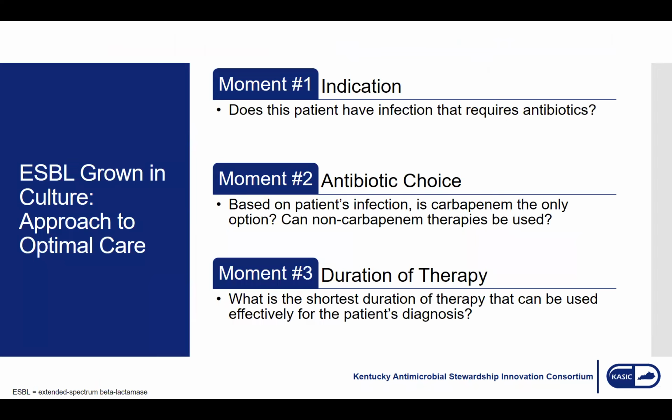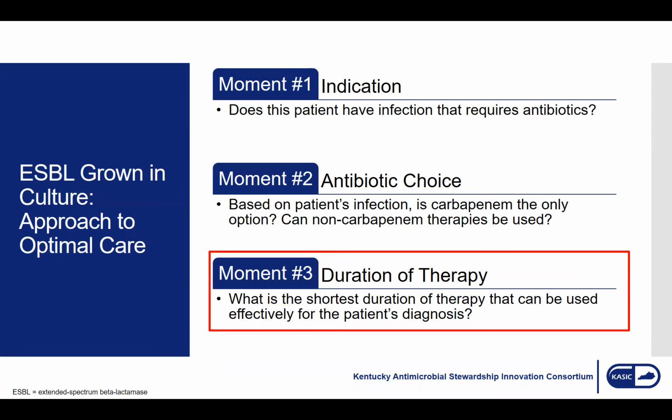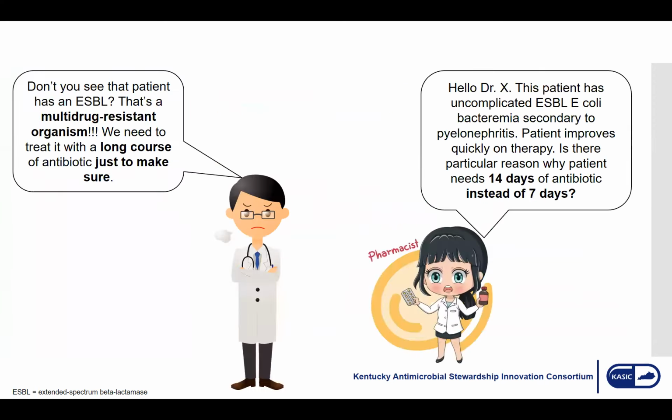So now that we already talked about the indication, and I've already chosen the patient's antibiotic, the next thing we should think about is the duration of therapy. What is the shortest duration of therapy that I can use that still effectively treats my patient's diagnosis?